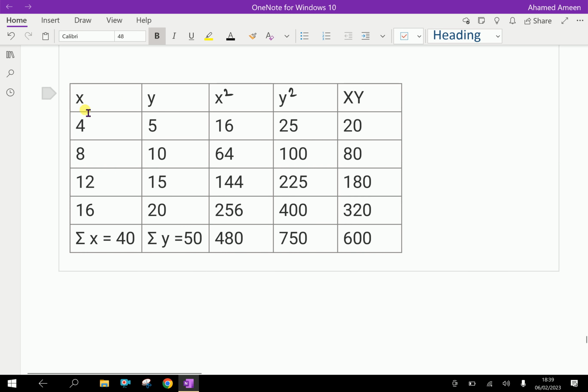We have to square the x column: 4 square is 16, 8 square is 64, 12 square is 144, 16 square is 256. Adding them, sigma x square is 480. Sigma y square is 750. Then you have to multiply x and y. All these things we need to calculate the linear correlation.